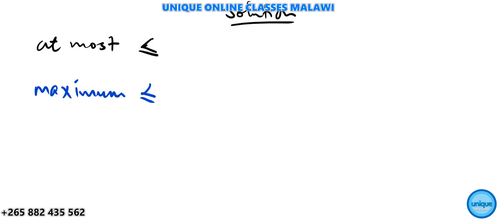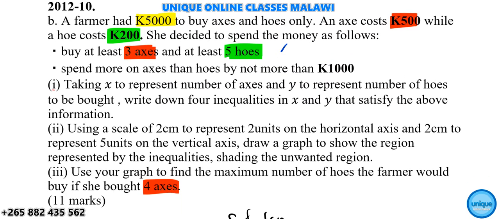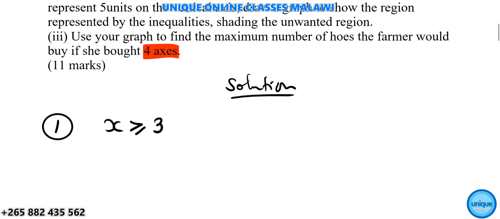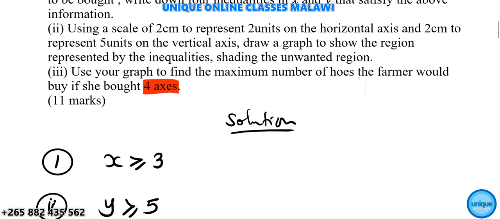We can formulate inequalities from the given statements. The first inequalities will be formed using this part here: buy at least 3 axes and at least 5 hoes. We have been told to use x to represent the axes and y to represent the hoes. At least three axes, so x is greater than or equal to 3. That is inequality number one. And inequality number two: at least 5 hoes, so y is greater than or equal to 5.